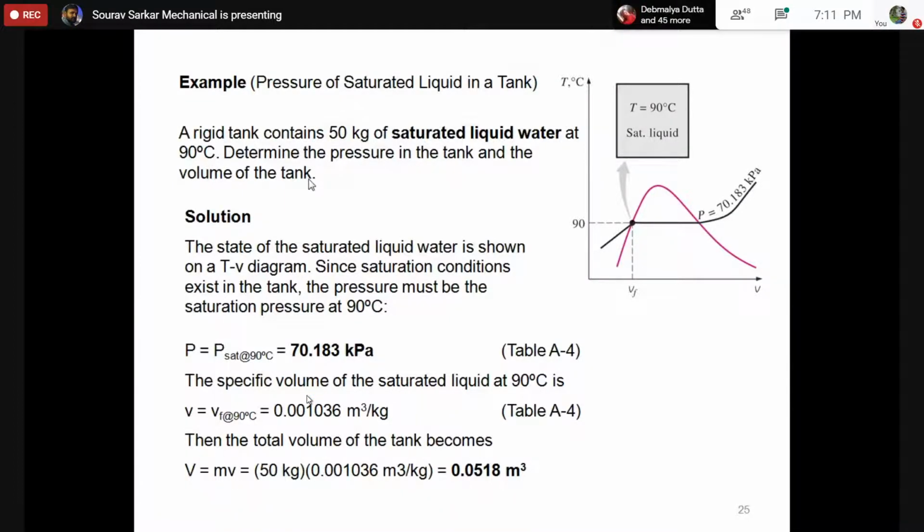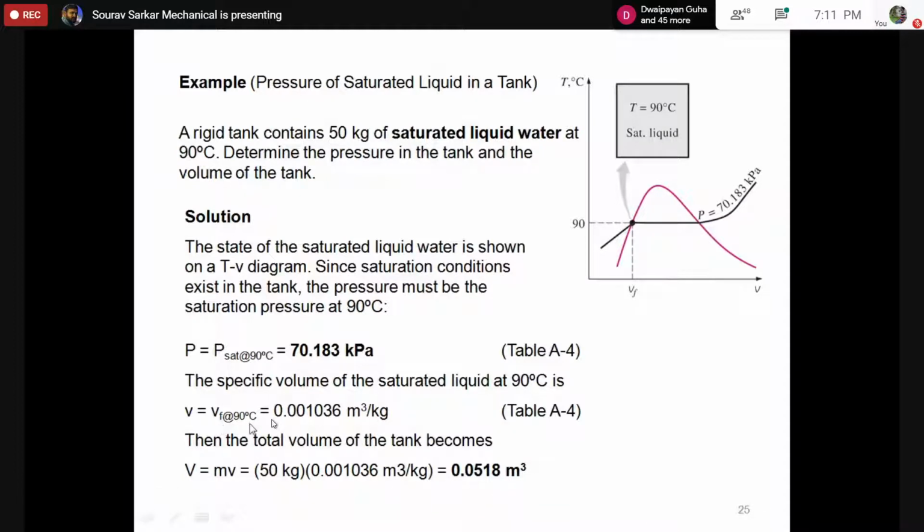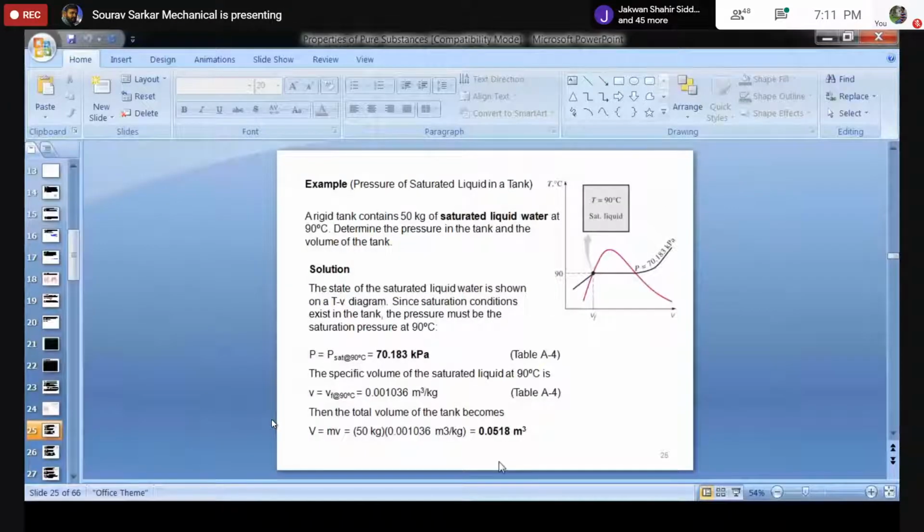So to calculate the specific volume, I have to find out that equal to VF at 90 degrees Celsius. Is that true? Okay. So VF at 90 degrees Celsius is equal to, let's go back to the table.